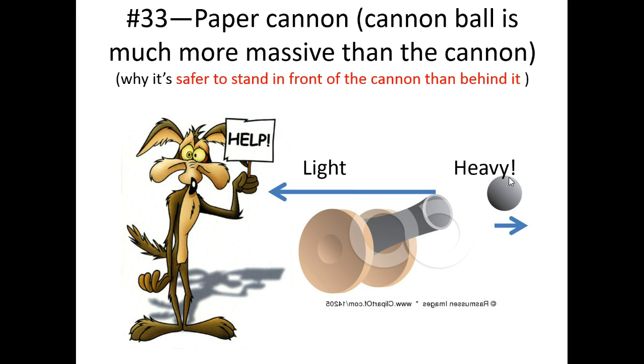For number 33, if I made a paper cannon where the cannonball would be a lot heavier than the cannon itself, you would probably not want to stand just behind the cannon. You'd be like Wile E. Coyote here, and you would get run over by the paper cannon because it would fly very, very quickly back towards you. And then if you notice, the cannonball would go very, very slowly. So that's the important part.